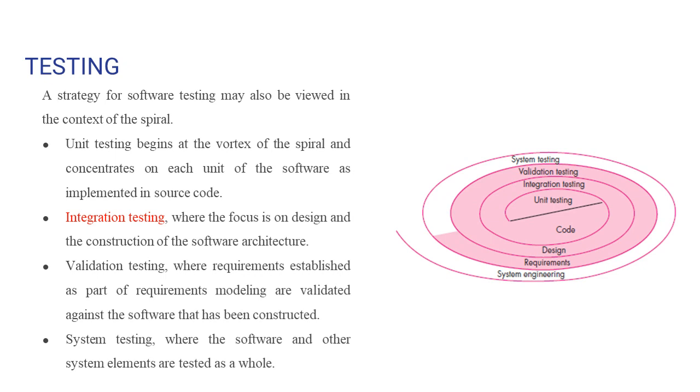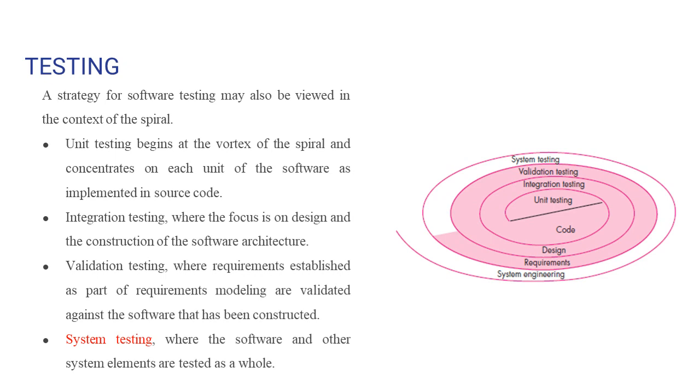Taking another turn outward on the spiral, you encounter validation testing, where requirements established as part of requirements modeling are validated against the software that has been constructed. Finally, you arrive at system testing, where the software and other system elements are tested as a whole. To test computer software, you spiral out in a clockwise direction along streamlines that broaden the scope of testing with each turn.